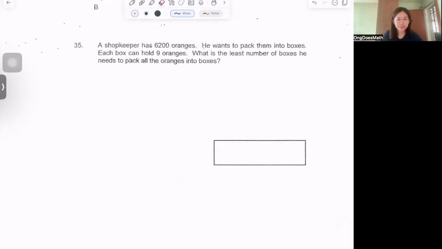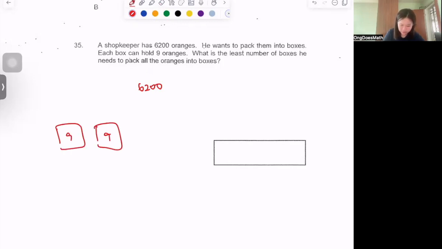He wants to pack them into boxes. Each box can hold 9 oranges. What's the least number of boxes he needs to pack all the oranges into boxes? Okay, so a shopkeeper has 6200 oranges. And each box can hold 9 oranges.